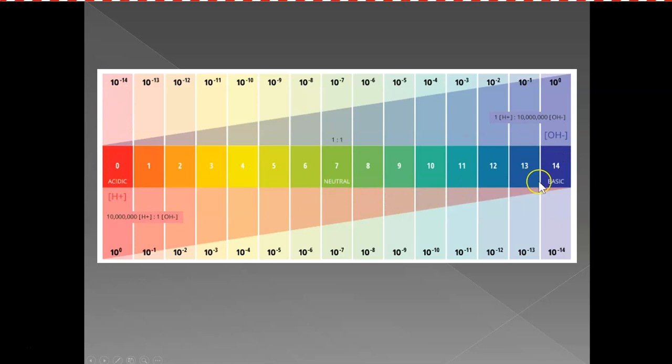Conversely, if we come all the way here to the other end, to 14, this is the most basic solution. We have 10 to the power of 0, almost no hydrogen ions here. Whereas when we look here, we see the basic, we have massive amounts of hydroxide.